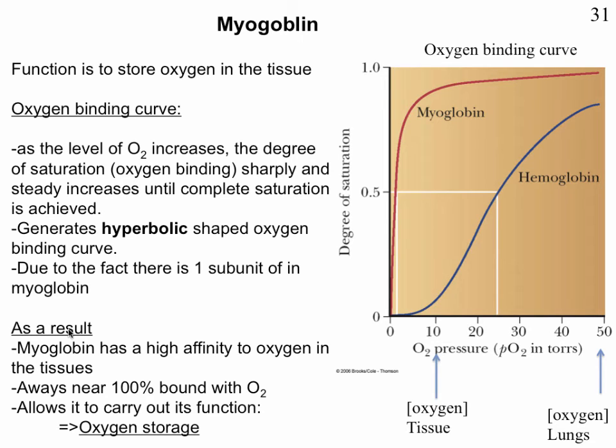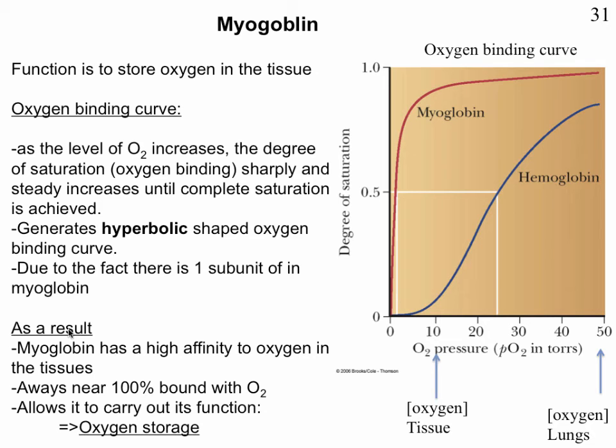So myoglobin's function is to store oxygen in the tissue. And so this is the oxygen binding curve of myoglobin. On the x-axis, we have the oxygen pressure, so the partial pressure of oxygen, which is essentially the oxygen concentration. And on the y-axis is the degree of saturation. So what that means is what fraction of myoglobin is bound to oxygen. This can range from 0% to 100%, so a fraction of 0 to 1.